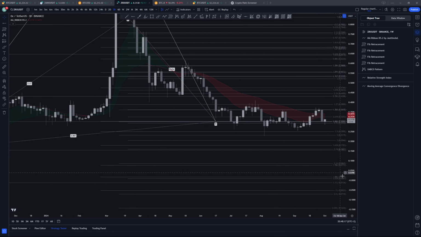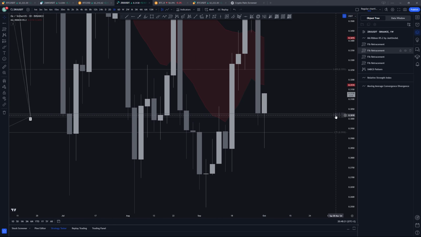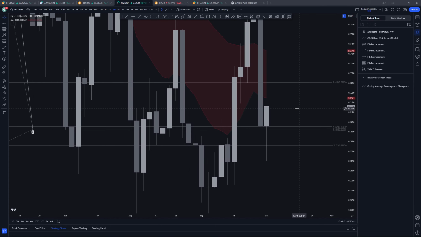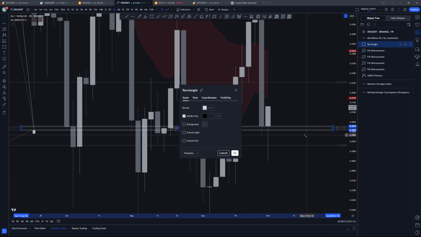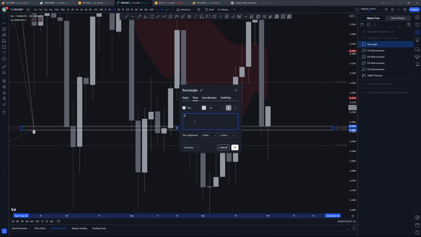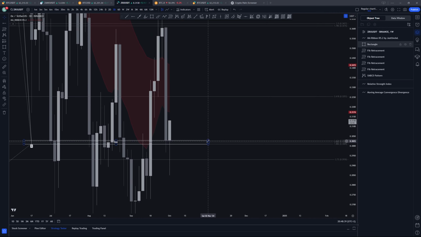Yeah, that bat looks really good. Just look at how condensed the actual PRZ is right over here, and we're closing above it. This, I would have absolutely loved if I saw this earlier. Imagine seeing this on the wick, on the reclaim. I'm gonna drag this out.